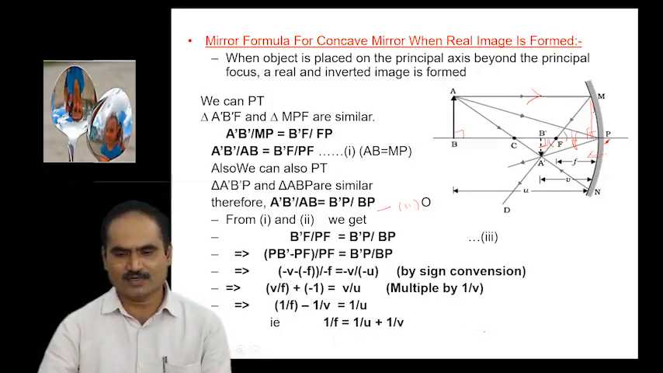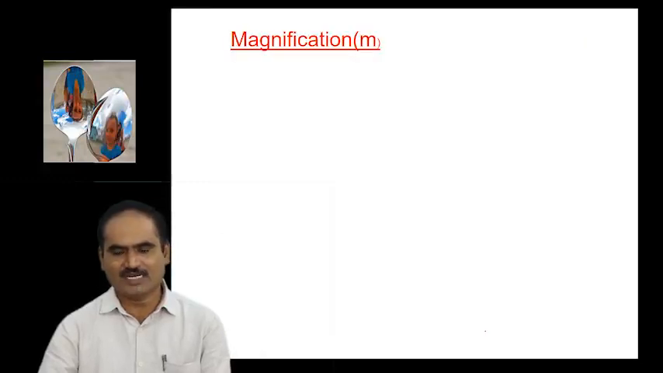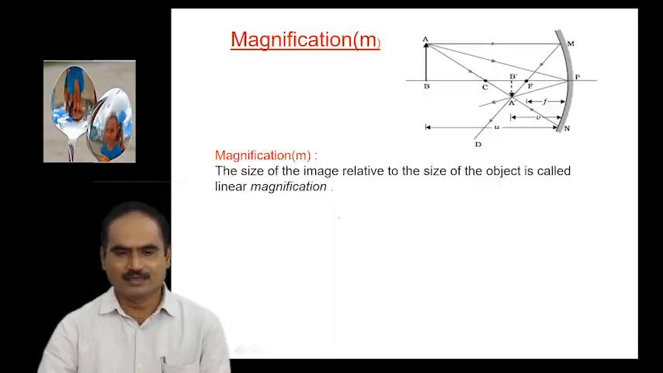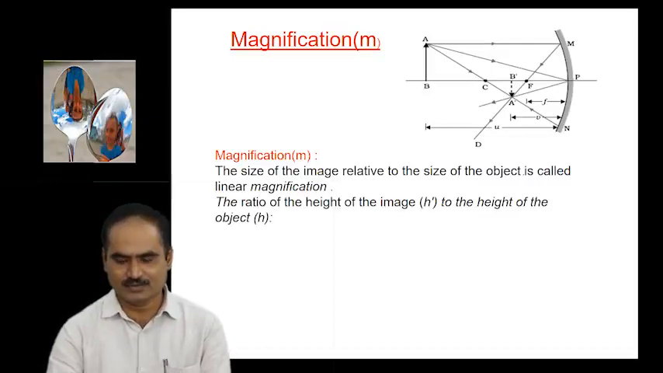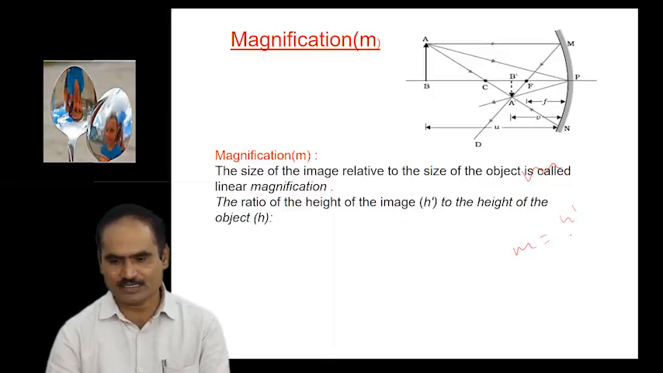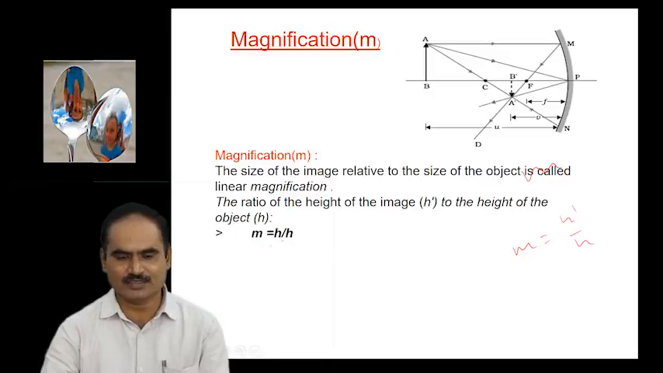After this, let us go for magnification. What is meant by magnification? Magnification is the ratio of the height of the image to the height of the object. So that will come across, that is, we write it as M is equal to H' by H. That is the definition, we will take it. That is M is equal to H' by H, right?